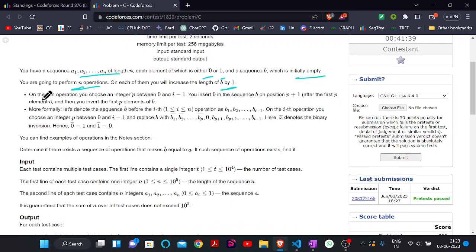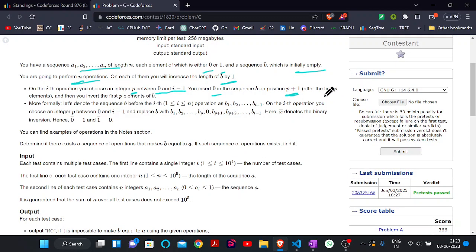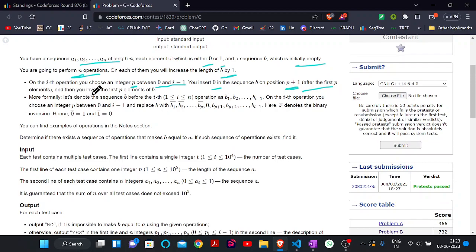And what is the operation? On the ith operation we will choose an integer p from 0 to i minus 1, and we will insert 0 in the sequence at position p plus 1, that means after the first p elements, and then you will invert the first p elements of B. Now what is this operation saying?